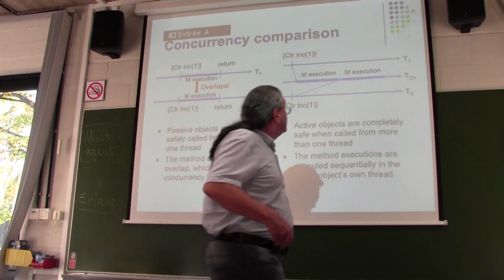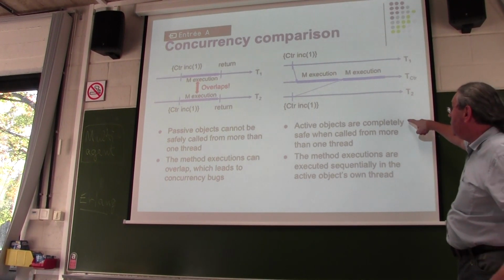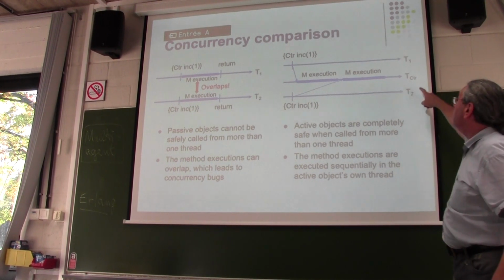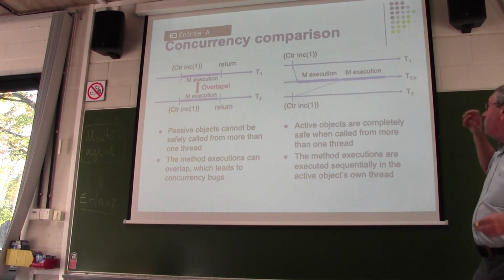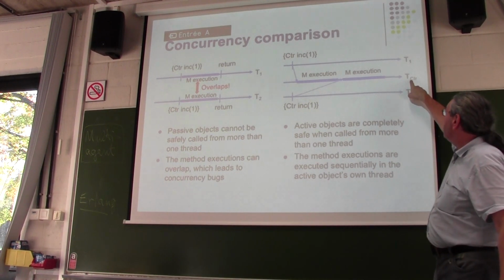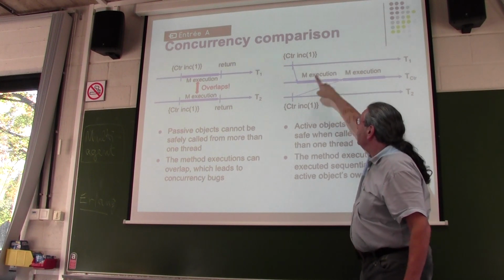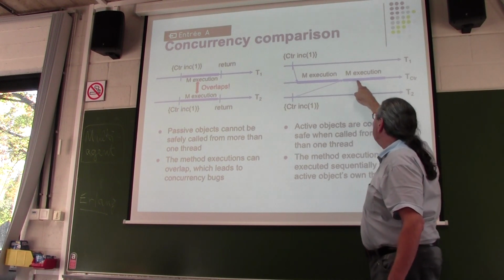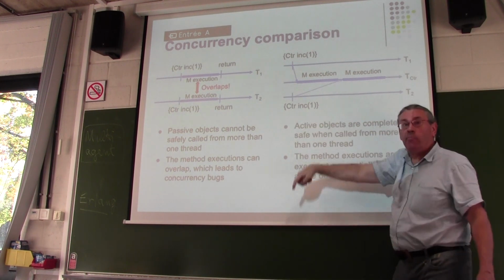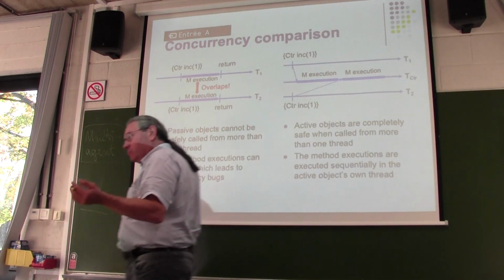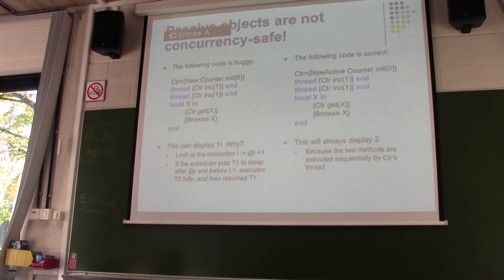But active objects don't have that problem. Active objects are completely safe when called from more than one thread. So they're really nice to use, okay? Because an active object has its own thread. So when I call the two methods, they will execute serially in its own thread. There will be no overlap. So it's no problem, okay?